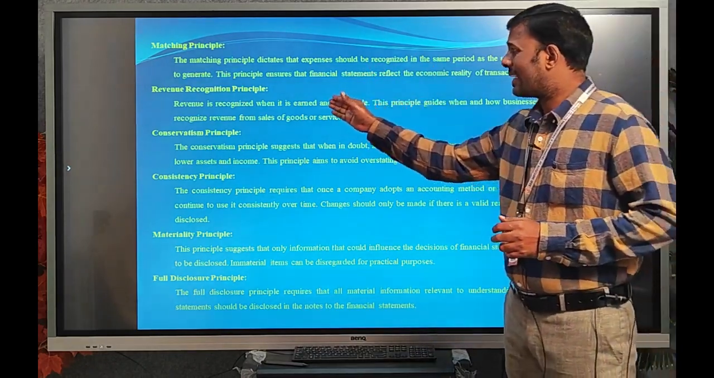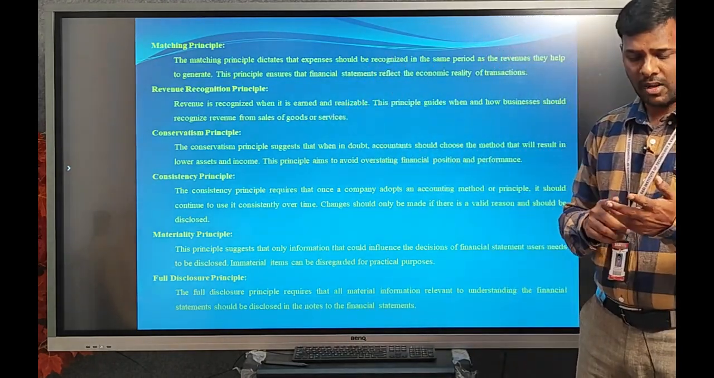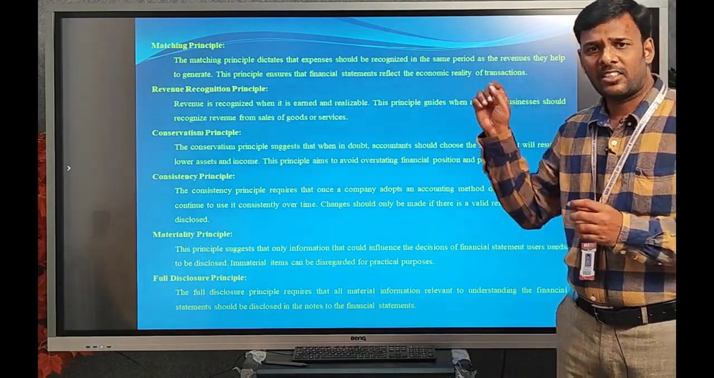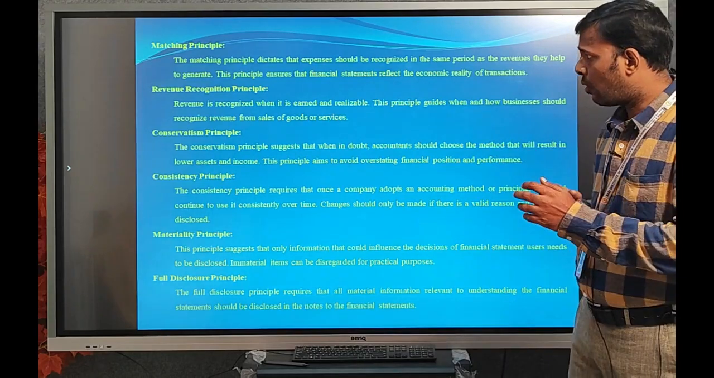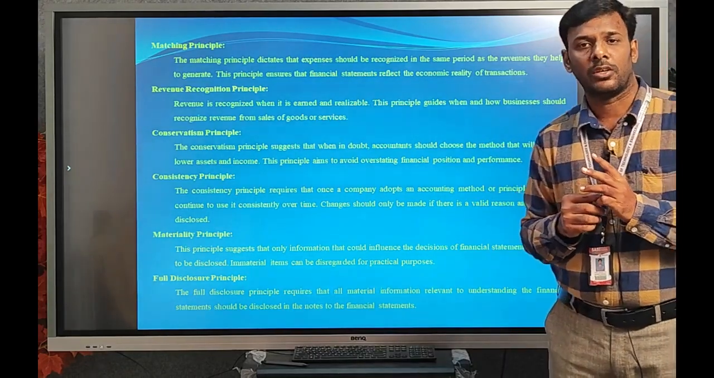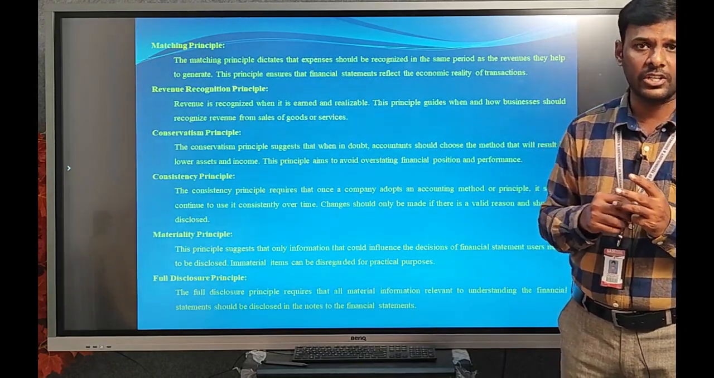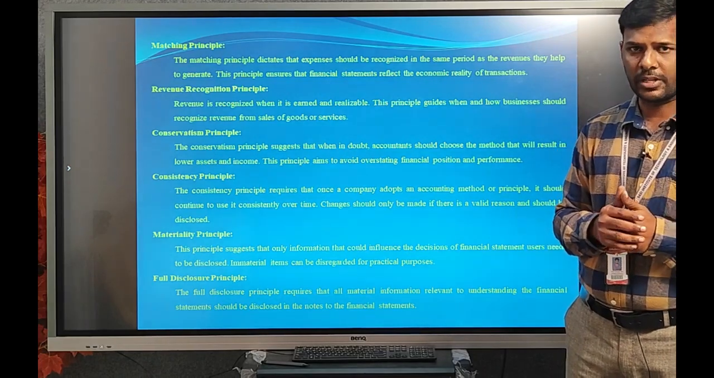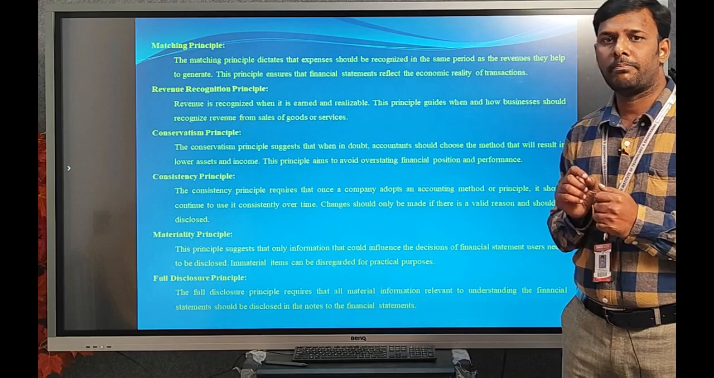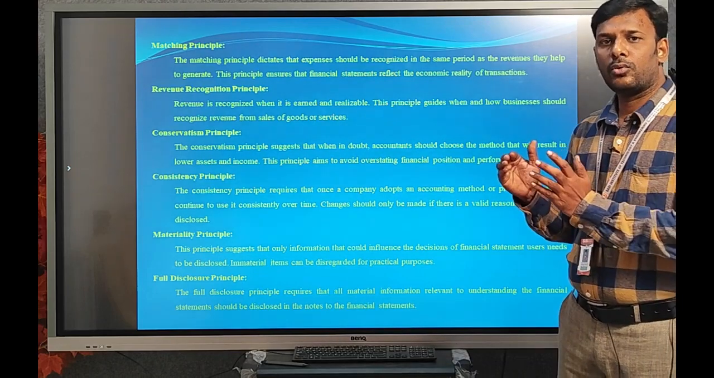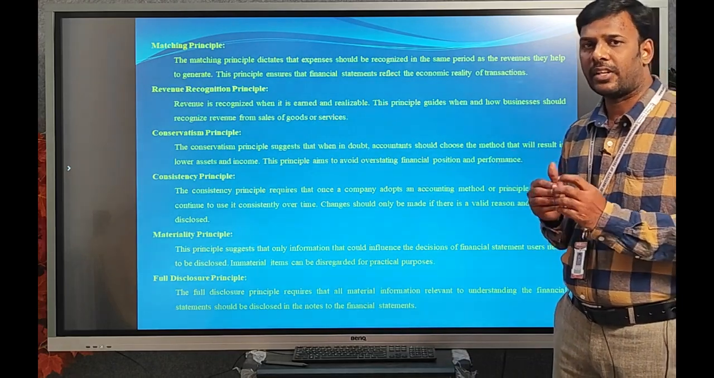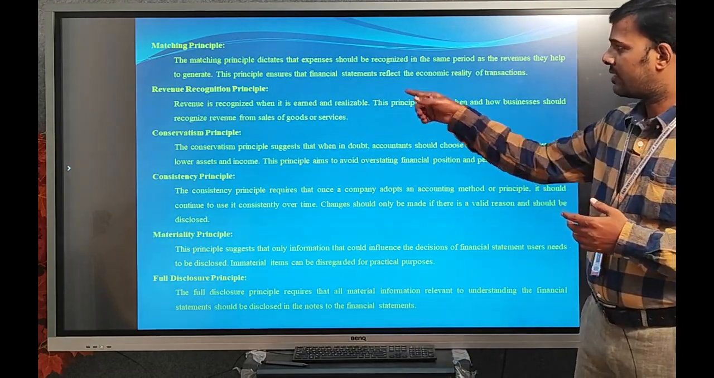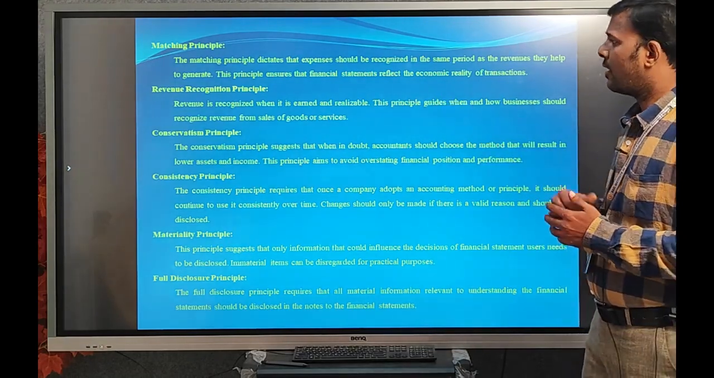Next one, the revenue recognition principle. Yes, cost is happening, and what is happening in the matching principle should be matched only for revenue generation in the organization. Without revenue we cannot run the organization, because revenue is the only way to continue the organization. Without having revenue, how can we survive? So that is also included in the principles of accounting.